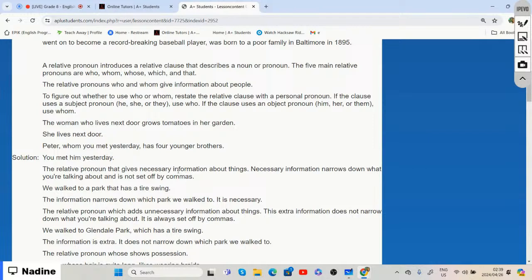And to figure out whether to use whom or who, we need to reset the relative clause with a personal pronoun. And if the clause uses a subject pronoun such as he, she, or they, we use who. But if the clause uses an object pronoun such as him, her, or them, then we use whom.